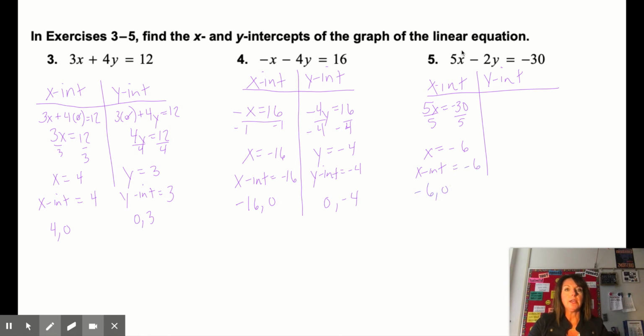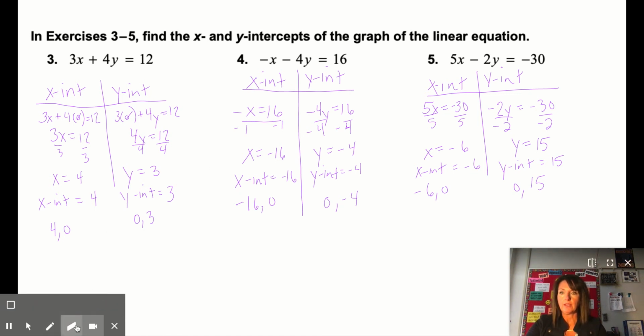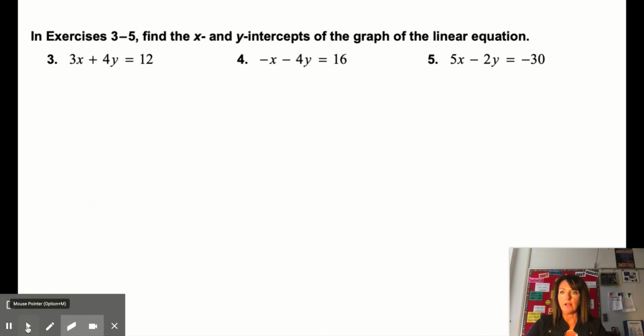For the y-intercept, x is equal to 0. So that first term disappears and we have negative 2y equals negative 30. So I'm dividing by negative 2. y is equal to 15. Remember, that's the y-intercept. And that's what's crossing the y-axis. So that would be the point (0, 15). So hopefully that makes sense. If not, remember to ask for help or send me an email and I'll gladly help you. All right, moving right along.